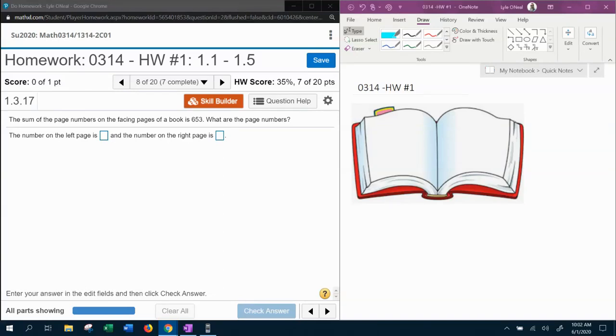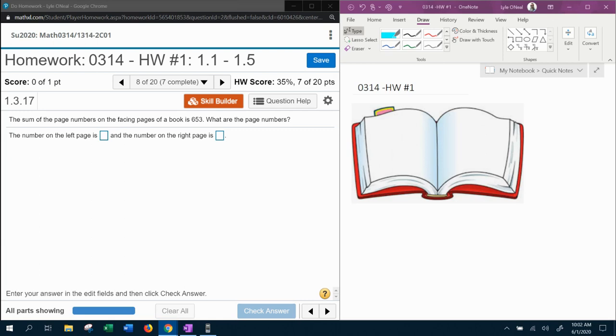All right, here we go. Question number 8 from our 0314 homework number 1 in MyLab Math. Again, we have a bit of a word problem. It says the sum of the page numbers on the facing pages of a book is 653. What are the page numbers?